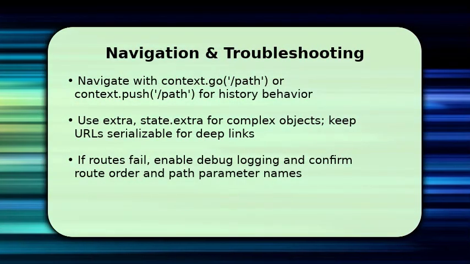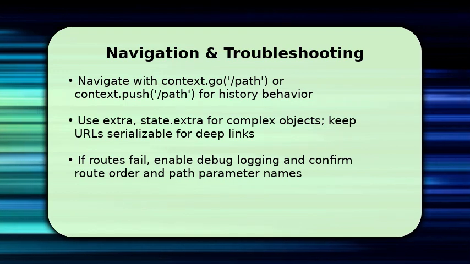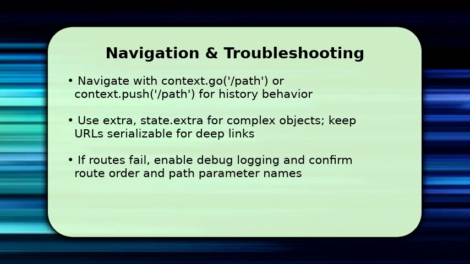To navigate, call context.go for replacing the stack or context.push to add history. This gives you predictable back behavior. Pass complex data via the extra parameter, but make sure deep linkable data stays serializable so links work across restarts.